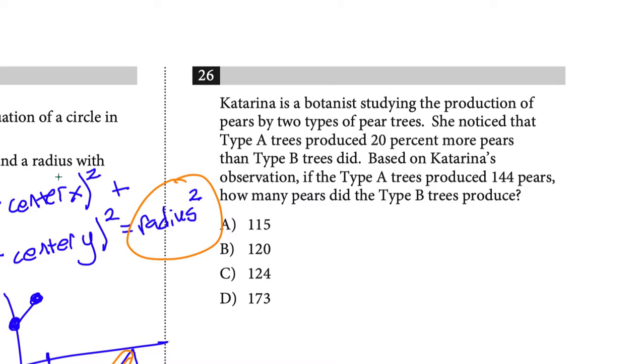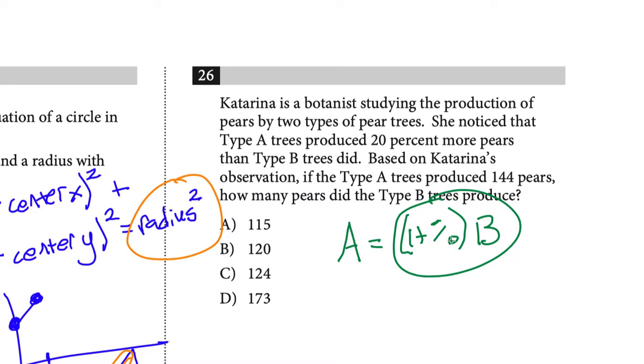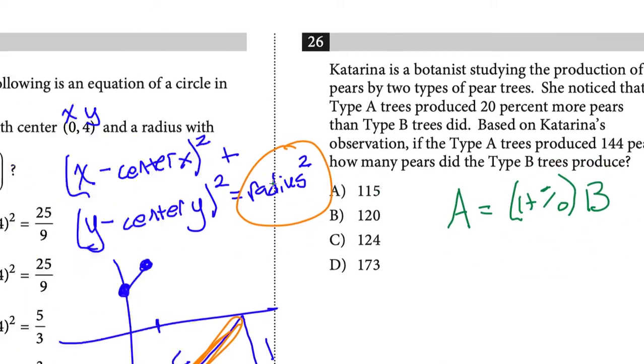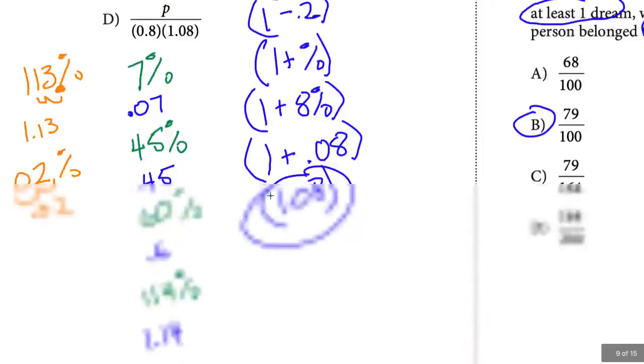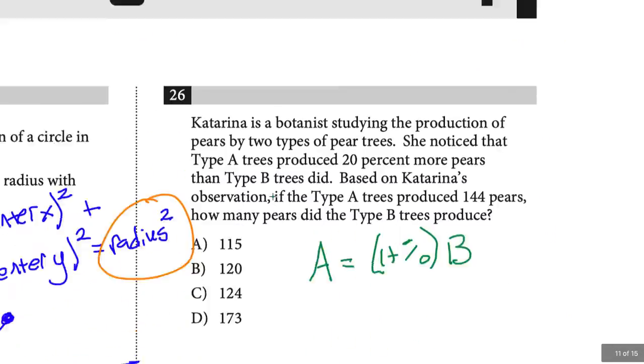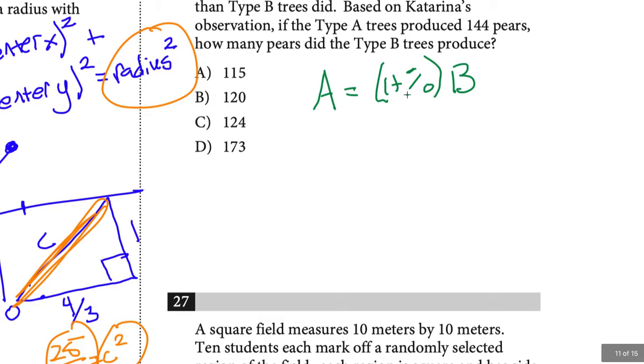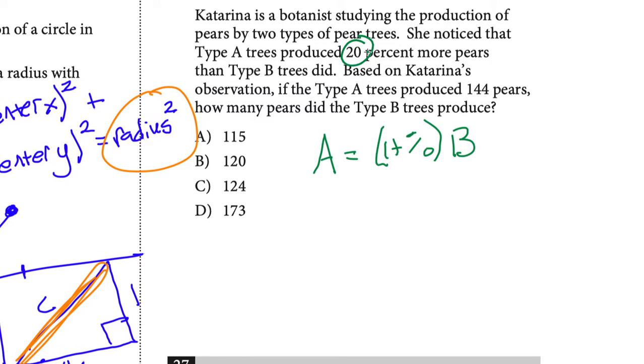Again, percents. If type A produced 20% more, so I'm going to say A equals 20% more, I'm going to do 1 plus the percent times B. I need to somehow figure out what this equation is saying. You guys have just done this problem all the way back in problem number 20. You just did this, so it should be fresh in your minds. How do I do 1 plus that percent? The percent is 20. Someone convert that 1 plus 20% into a decimal.